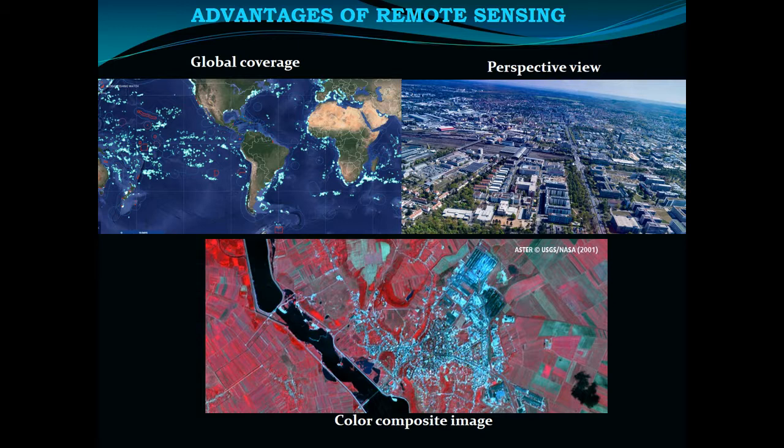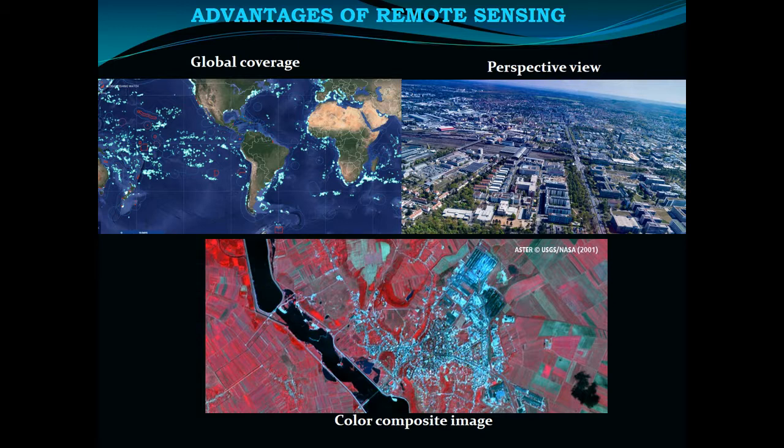Let us see the advantages of remote sensing. The main advantage of remote sensing is global coverage. A single satellite mission can cover the entire area, including the continents and ocean portions. We can also have a perspective view, which is not possible with terrestrial photographs or ground surveys. But using remote sensing, either aerial photographs or satellite images, you can have a perspective bird's-eye view of the terrain. That is one of the advantages.